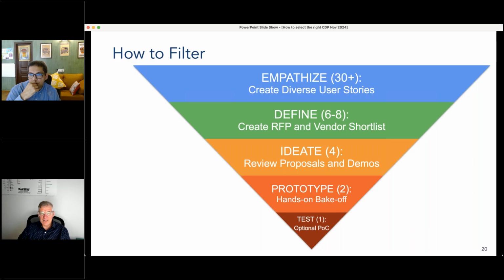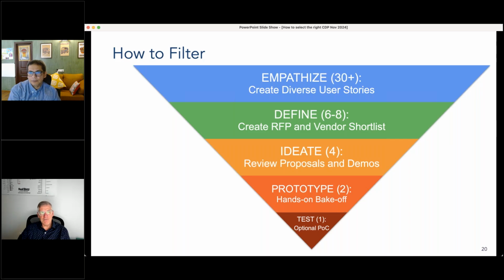Now, this orange box, second from the bottom, is the most important one, which is to always, always, always do a hands-on bake-off. You may get some pushback from CDP vendors, but we have found CDP bake-offs unusually illuminating, in terms of not just illuminating what's really important for you, but also which vendor is a better fit. The difference between a demo and a bake-off is that in a bake-off, you're actually hands-on. It may seem like this is complicated to do with a CDP, but it's not.